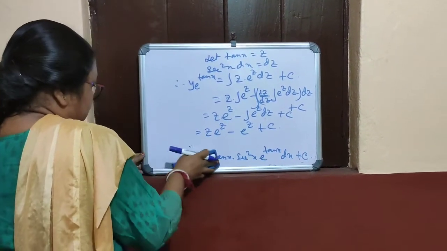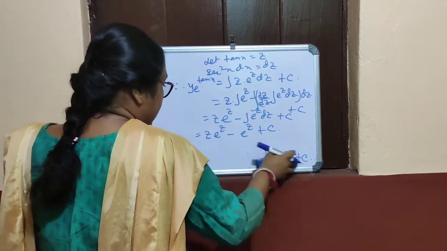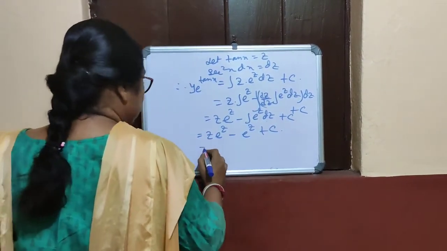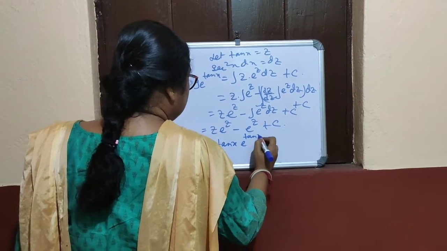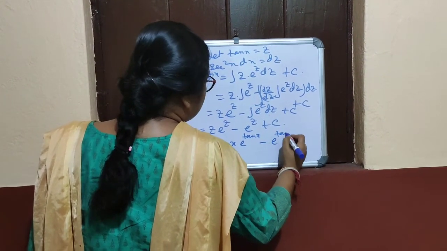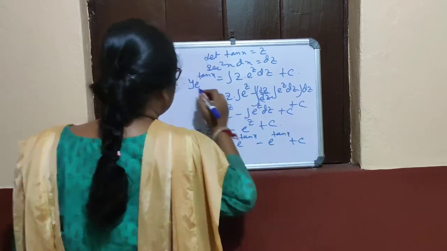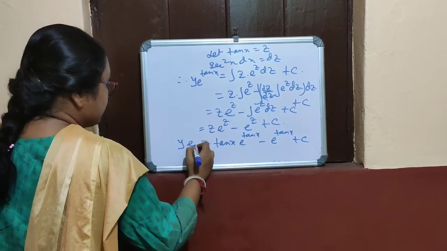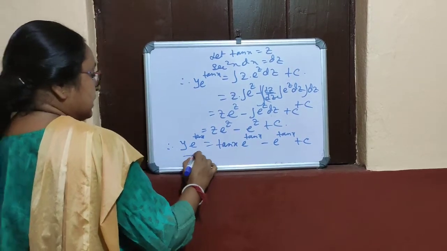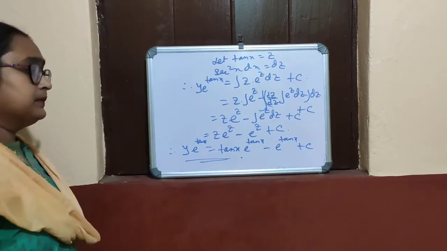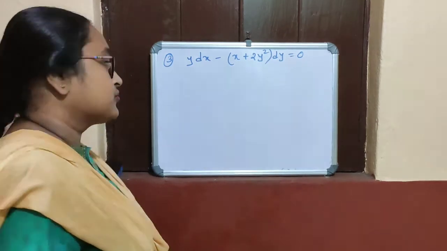Here you put the value of z equal to tan x. Now this is equal to tan x e to the power tan x minus e to the power tan x plus c, equal to y into e to the power tan x. This is my required answer. Okay, am I clear? Now example 3.